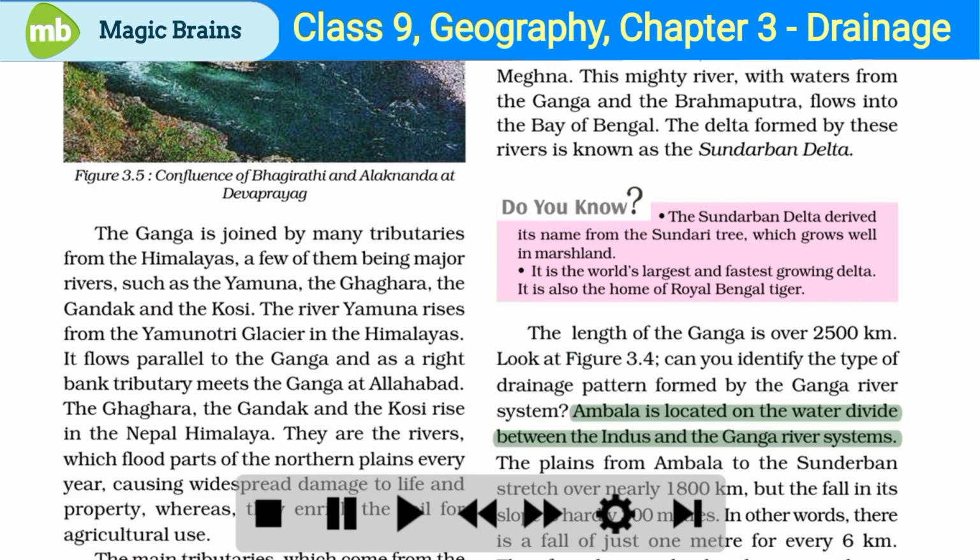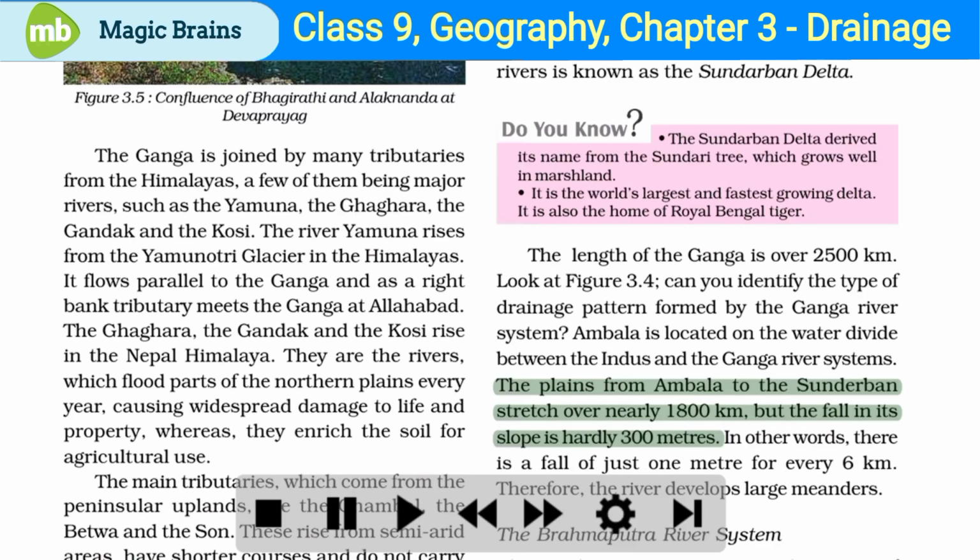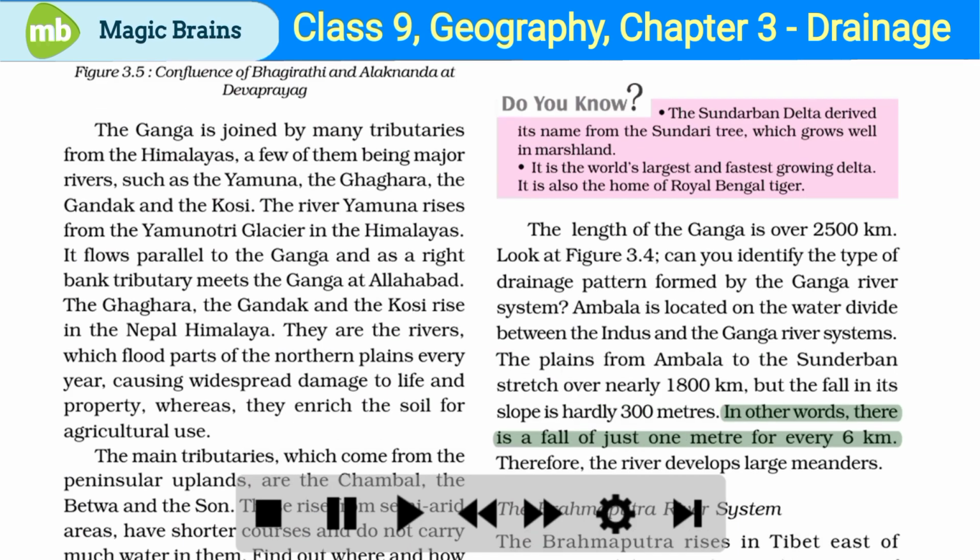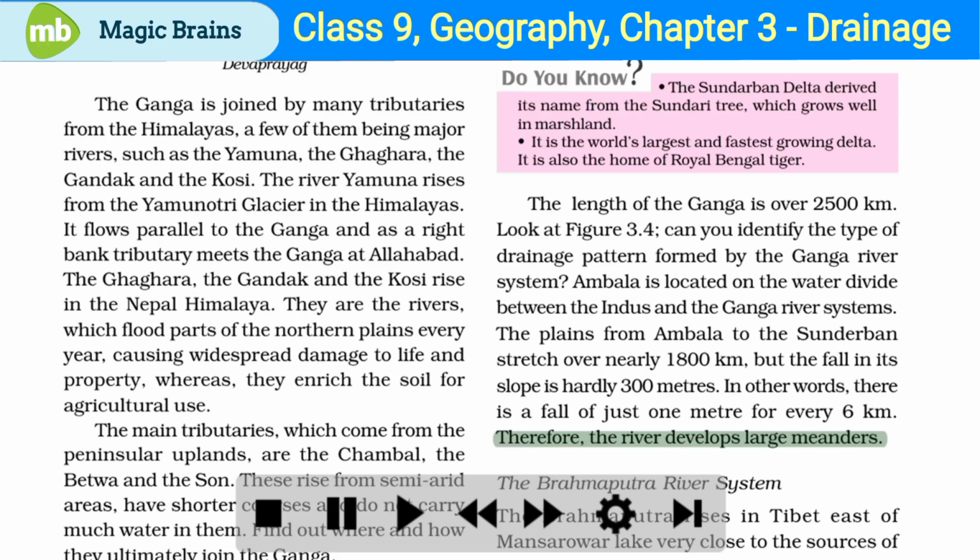Ambala is located on the water divide between the Indus and the Ganga river systems. The plains from Ambala to the Sundarban stretch over nearly 1,800 kilometers, but the fall in its slope is hardly 300 meters. In other words, there is a fall of just 1 meter for every 6 kilometers. Therefore, the river develops large meanders.